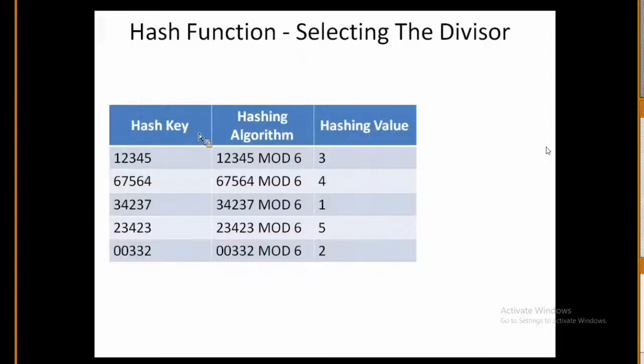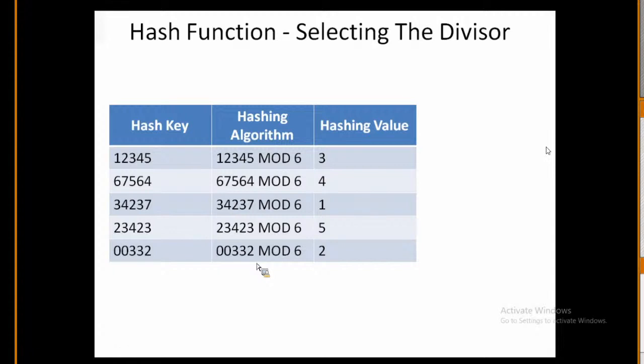So, for example, take the key 1, 2, 3, 4, 5. When I divide 12345 by 6 and take the modulus, it results in 3, right? Then I take 67564, and the mod of that results in 4. So what am I doing? I'm giving this key as an input to the function. This function takes the parameter, takes the modulus of that, and when the modulus is taken, it results in an integer value, right? So this is how we are going to work on it.